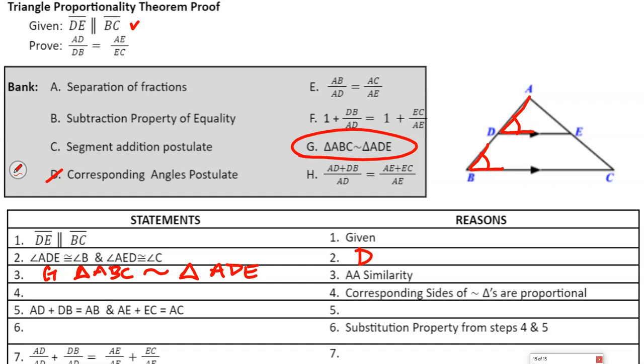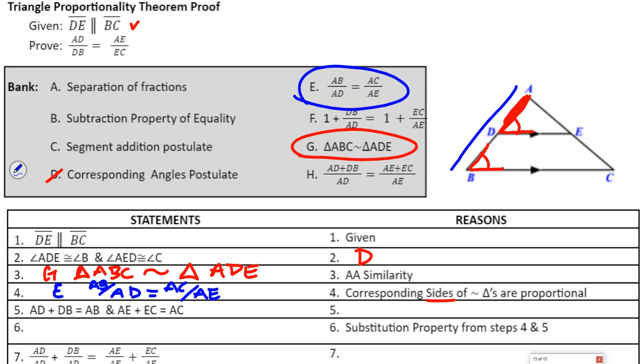Then it says corresponding sides of similar triangles are proportional. So that's got to be talking about sides, right? So we got two triangles. We've got this triangle here, and then we've got this triangle here. Y'all see that? So wouldn't that be AB, the whole side, over AD? That's what this is. Y'all see it right there? So this is going to be E. So that's going to be AB over AD is equal to AC over AE.